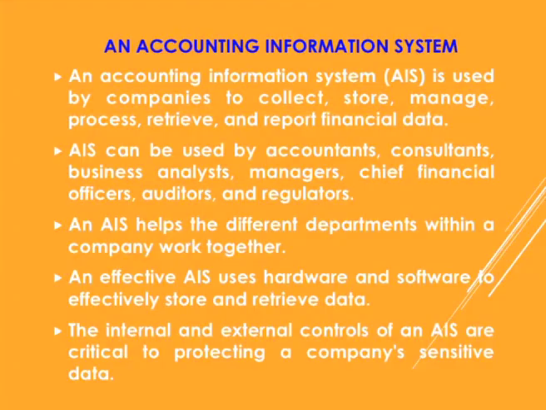An effective AIS uses hardware and software to effectively store and retrieve data. So, for any information system, hardware and software are compulsory. The software should process the information and give it to the other departments, and it also needs some hardware, for example a monitor, a mouse, a keyboard, a CPU. All these are required to do the work. The monitor can be any type, but most of the time the keyboard and mouse are the two input devices compulsorily required to do the work.